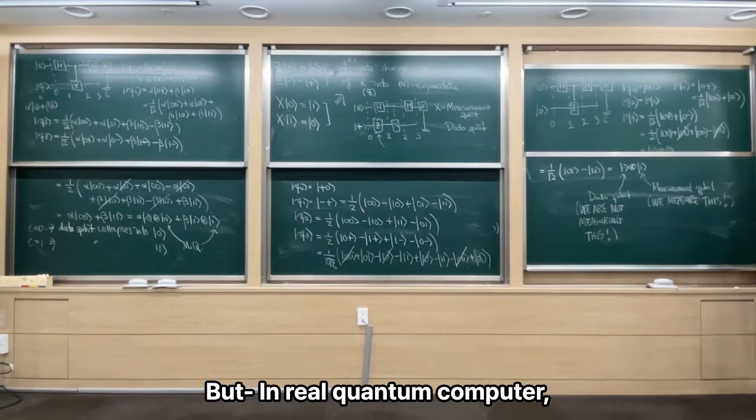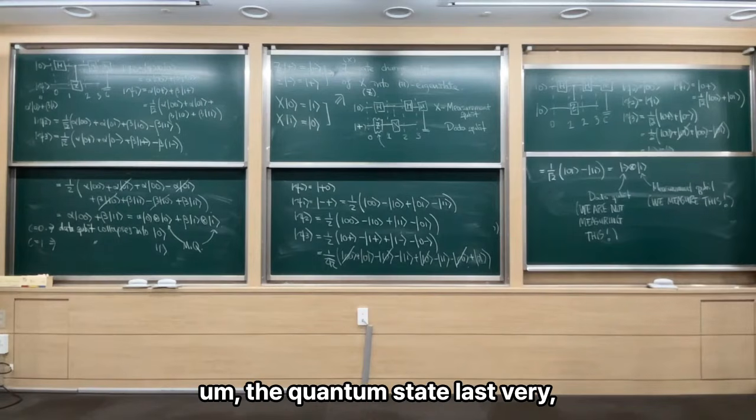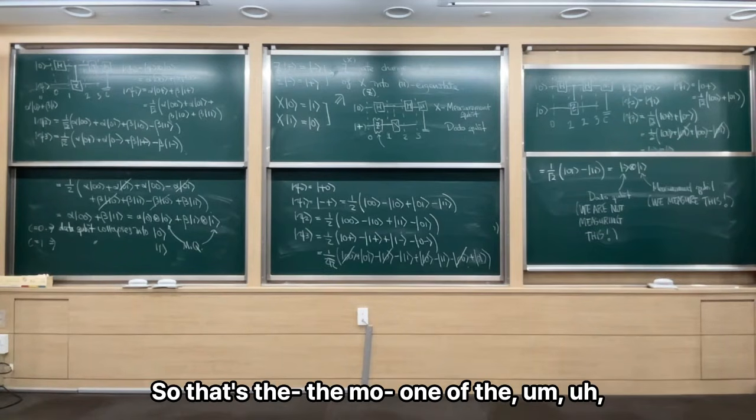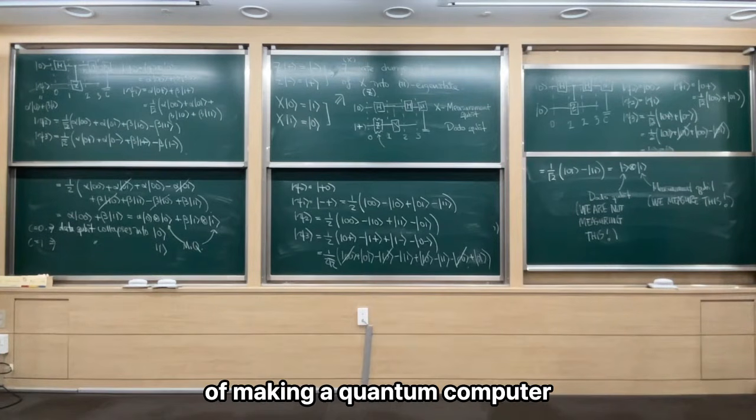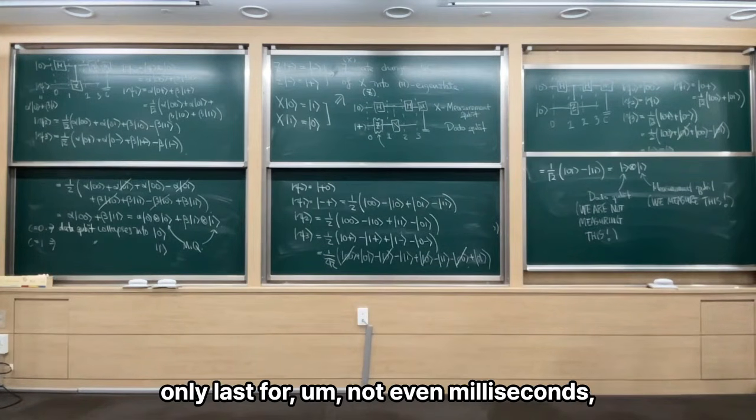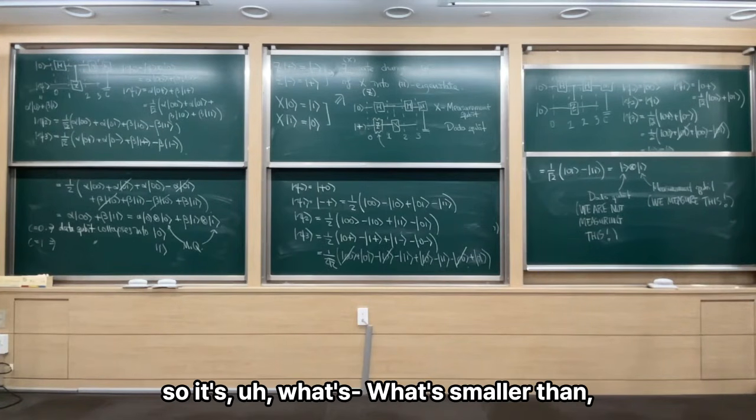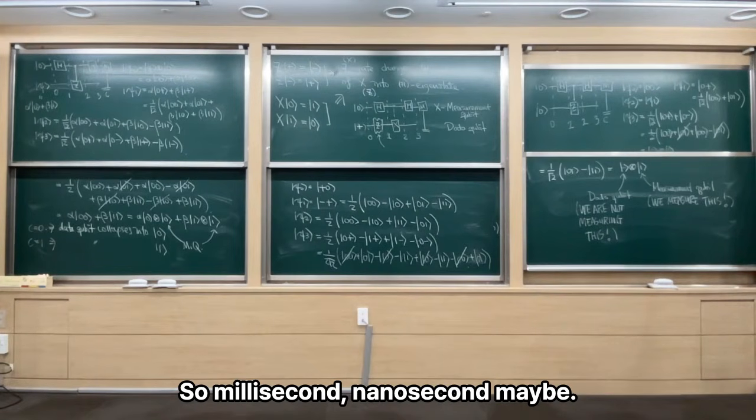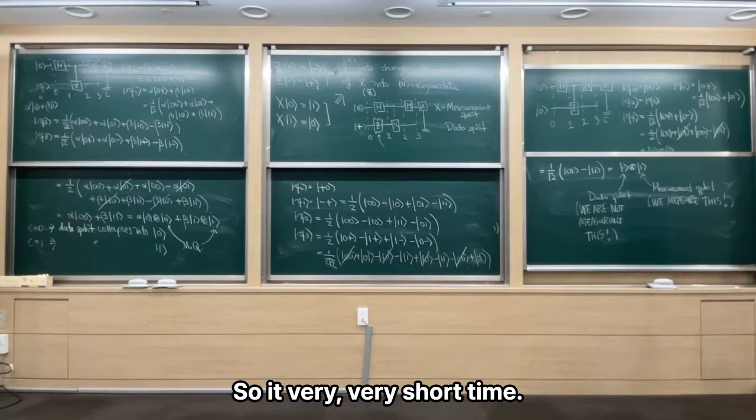But in a real quantum computer, the quantum state lasts very, very short times. So that's one of the problems of making a quantum computer and why it's so hard to make a quantum computer. So quantum state only lasts for not even a millisecond. So it's somewhat smaller unit than millisecond, nanosecond maybe. It's very, very short time.